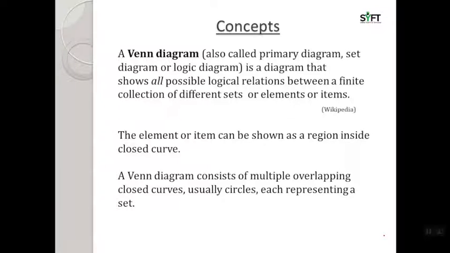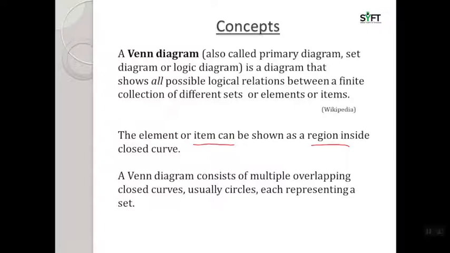To explain it in a simple way, if there are more than two or three items and they are somehow related with each other, or even not related with each other, we can show them diagrammatically and infer or deduce some logic out of them. The elements or items can be shown as a region inside a closed curve. You can show it as a circle or a rectangle, it does not matter.